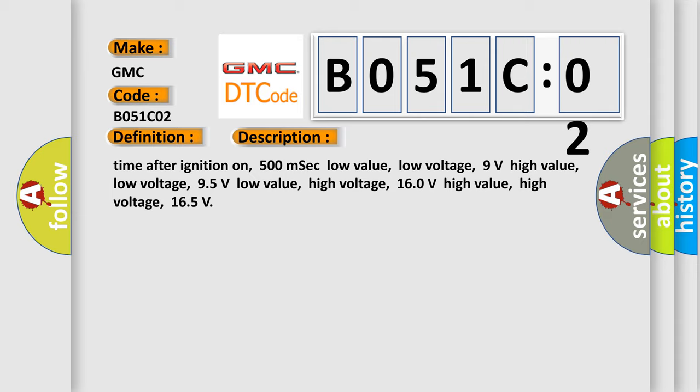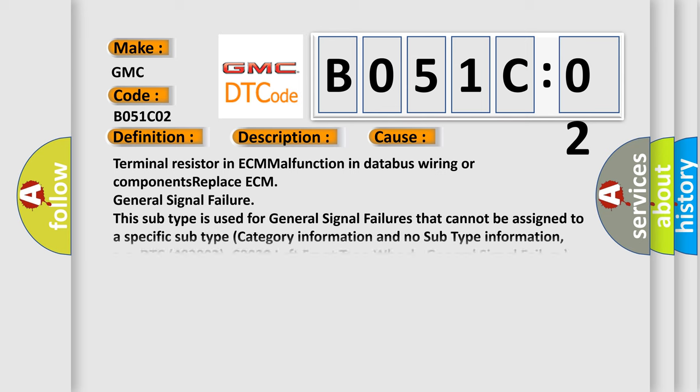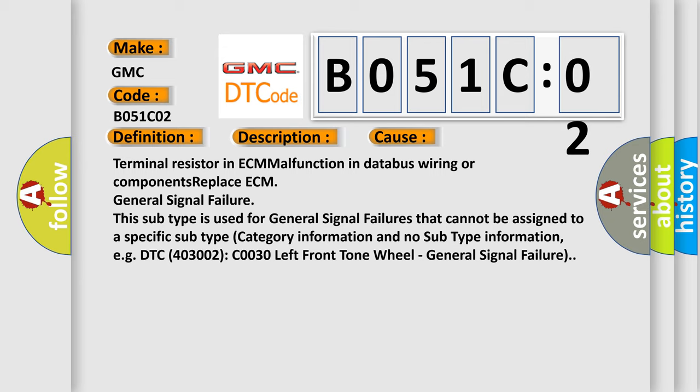This diagnostic error occurs most often in these cases: terminal resistor in ECM, malfunction in databus wiring or components, replace ECM. General signal failure. This subtype is used for general signal failures that cannot be assigned to a specific subtype category, with no subtype information, e.g., DTC 403002 C0030 left front tone wheel, general signal failure.